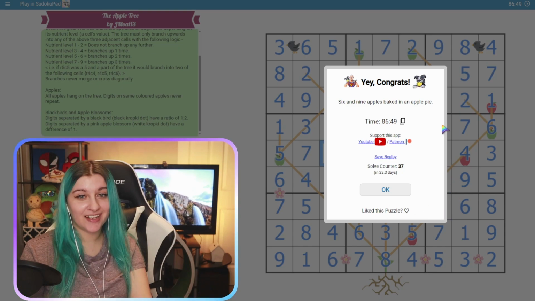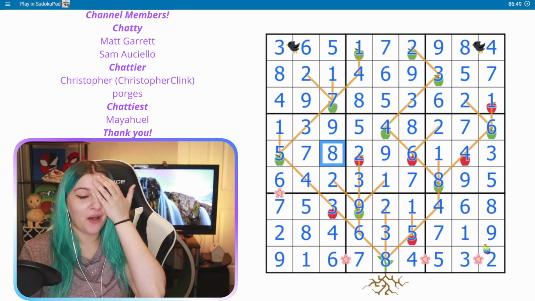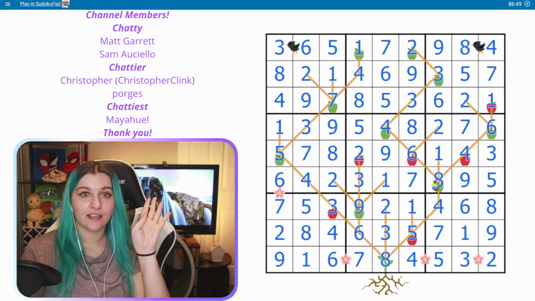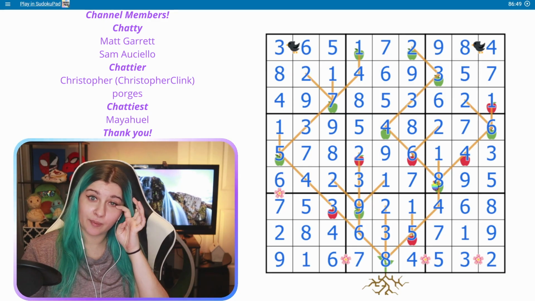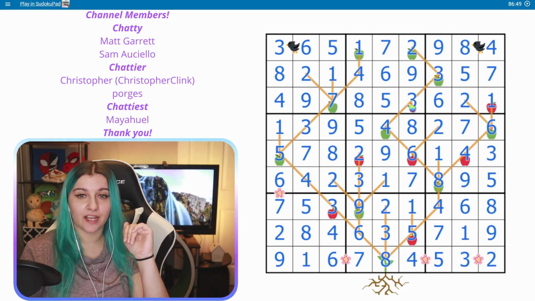Oh my gosh. 6 and 9 apples baked in an apple pie. Oh, that mistake cost me. I can't believe it. Oh, this was so cool. I really like the thought process, and it was fun thinking about it from the top down also. What options I had left.